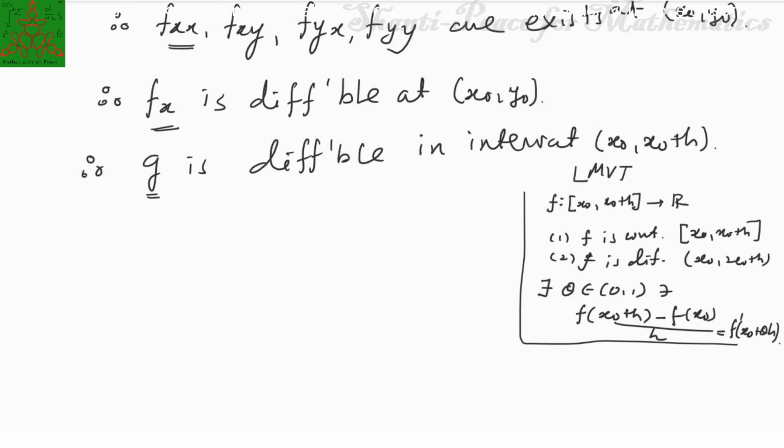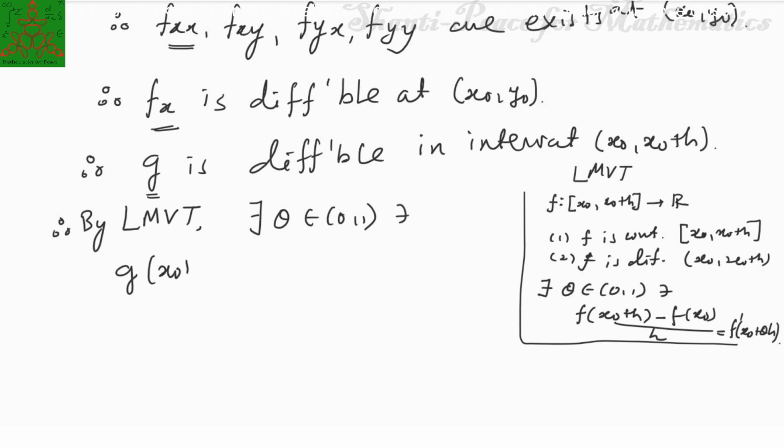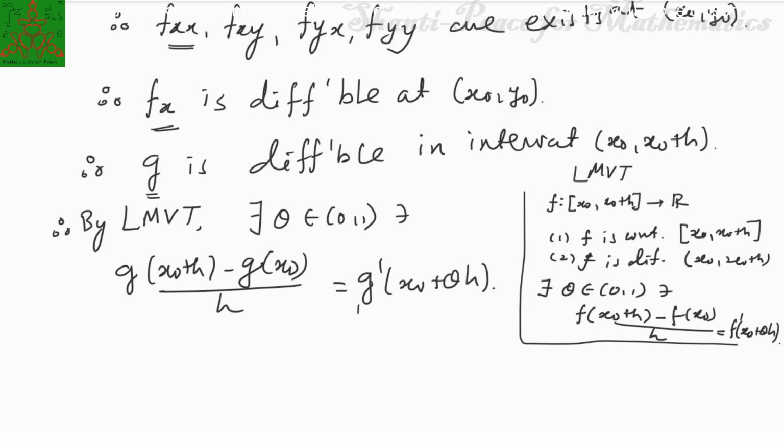Now due to this, here we have g is continuous in the closed interval x0 to x0 plus h, and g is differentiable in that interval. So therefore by LMVT, that is Lagrange mean value theorem, there exists a theta belonging to (0, 1) such that g of x0 plus h minus g of x0, upon h, is equal to g dash of x0 plus theta h.